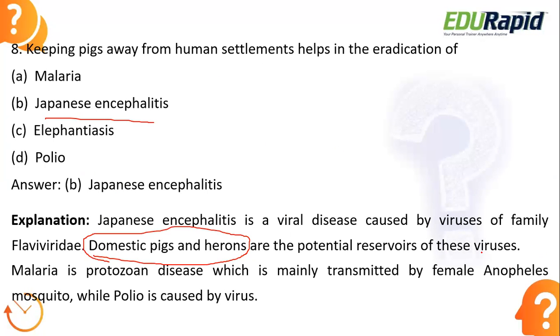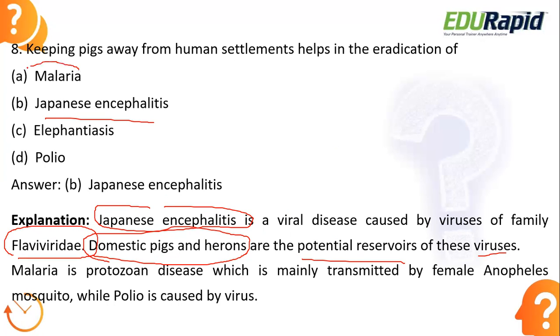There will be a presence of viruses in these animals because they are the potential reservoirs of these viruses. So when we are working nearby these pigs or herons, the virus present in their body can easily enter our body, right? The specific virus which usually causes a disease called Japanese encephalitis belongs to a family called Flaviviridae. That causes Japanese encephalitis in an individual.